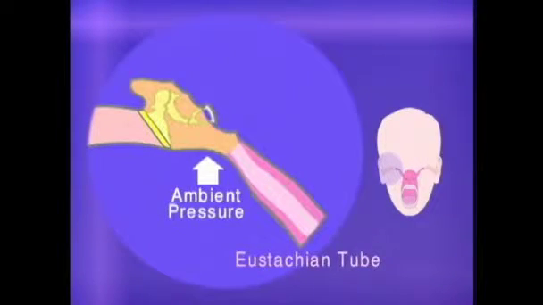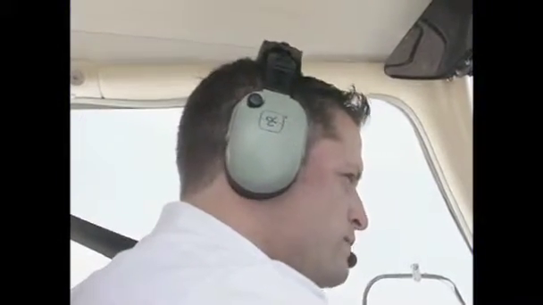During descent, as the ambient pressure increases, air forcibly re-enters the middle ear through the eustachian tube. This equalization process is accomplished simply by swallowing or using an exaggerated jaw movement.